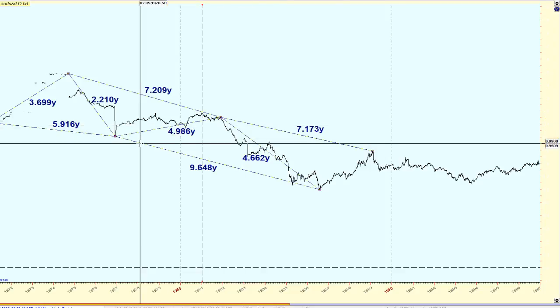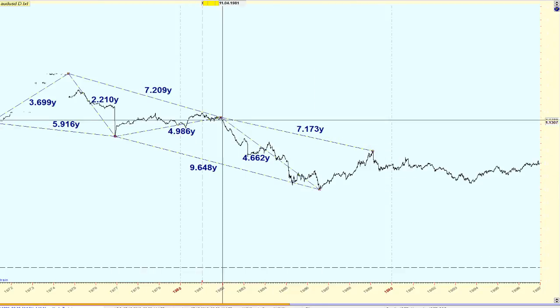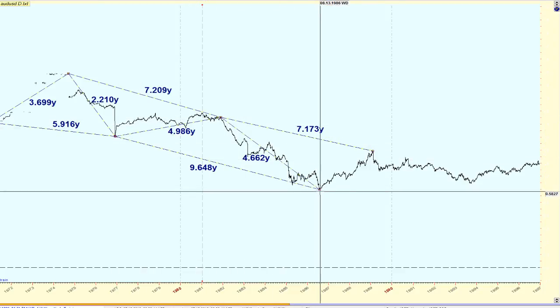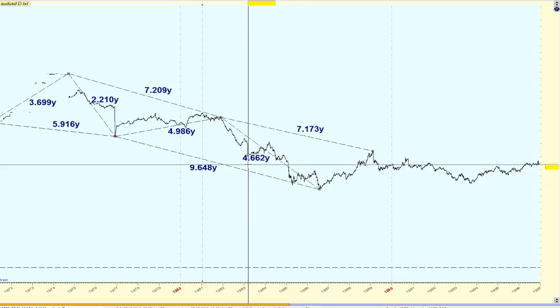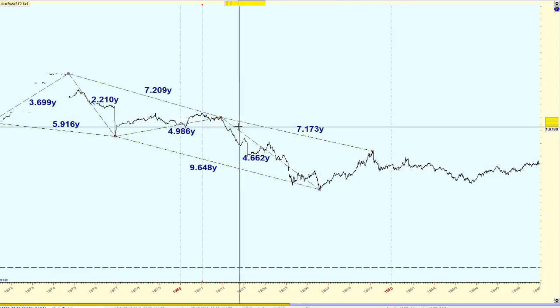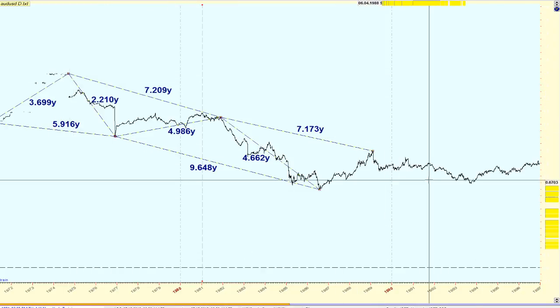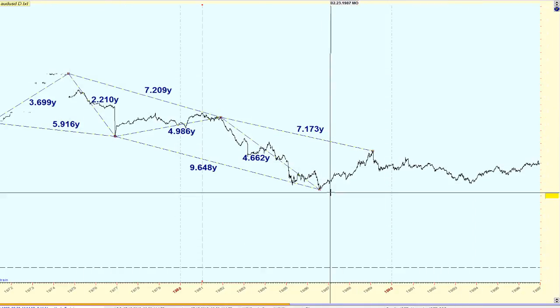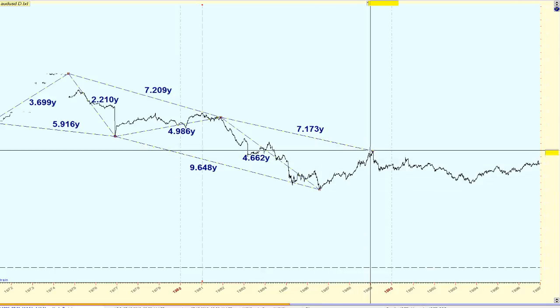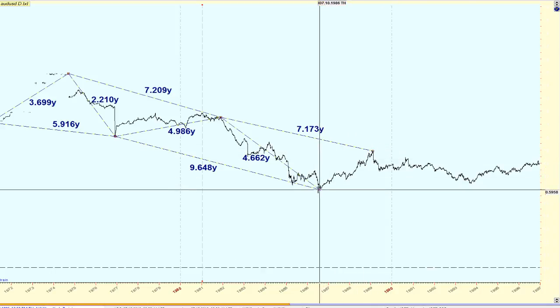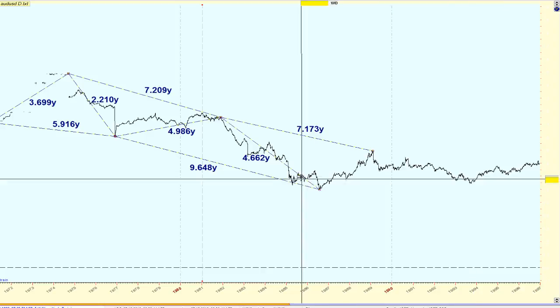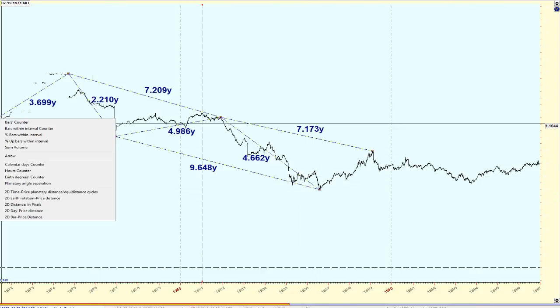So look at that. This is almost a 10-year cycle. This is almost a 5-year cycle. This is 4.662. 7-year cycles from top to top. Let's continue. Let's add. So from here, it looks like we could pick a swing low over here. So let's do that.